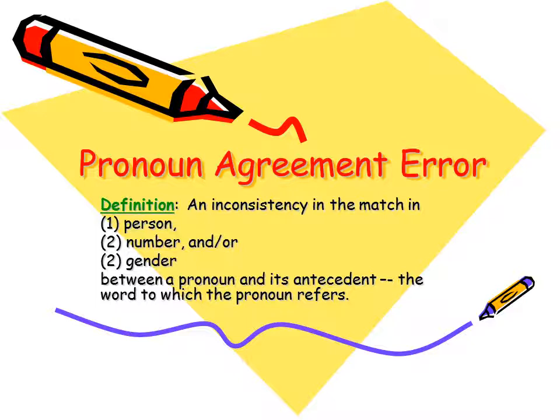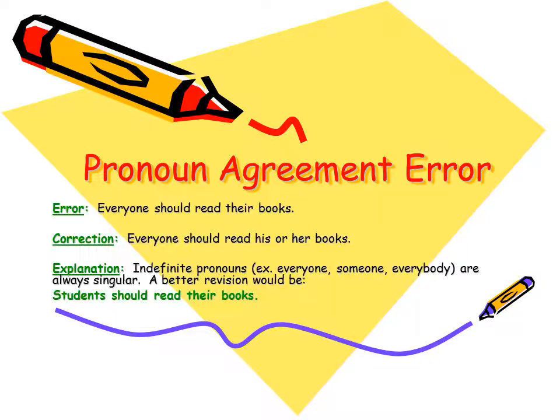A pronoun agreement error occurs when there's an inconsistent match between the person, the number, and or the gender, between the pronoun and its antecedent. The antecedent just means the word to which the pronoun refers. So everyone should read their books. Now it may sound strange, but everyone is singular, as is everybody, anybody, somebody. All those indefinite singular pronouns need to have his or her. However, it's usually better to get a more definite noun. Students should read their books. This time around you have an S on students, so you use their.